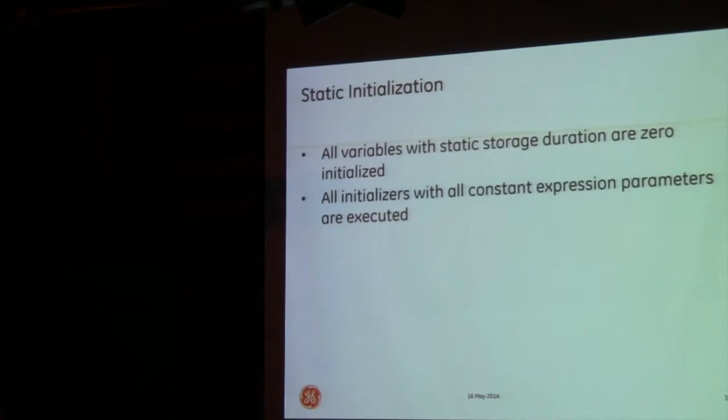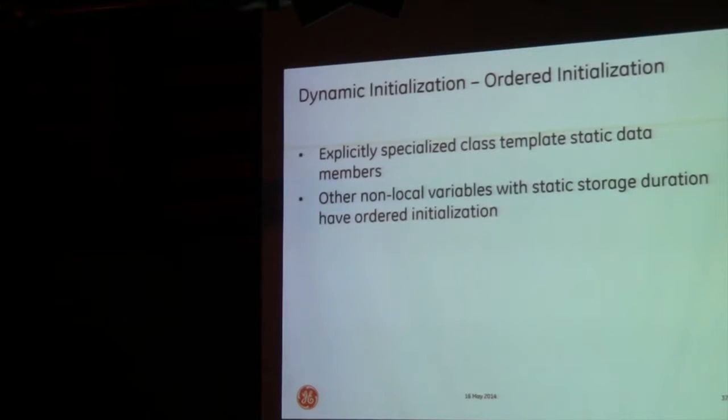And then the last part is dynamic initialization. Dynamic initialization is when your constructors are run. You have both ordered and unordered initialization. Ordered initialization is when you explicitly specialize a class template, and any global variable that is explicitly declared at scope. Those are the ordered initialization, and how they're initialized is very well defined.